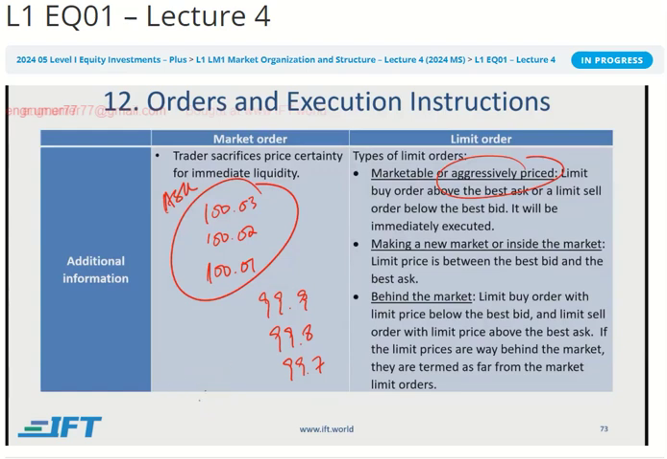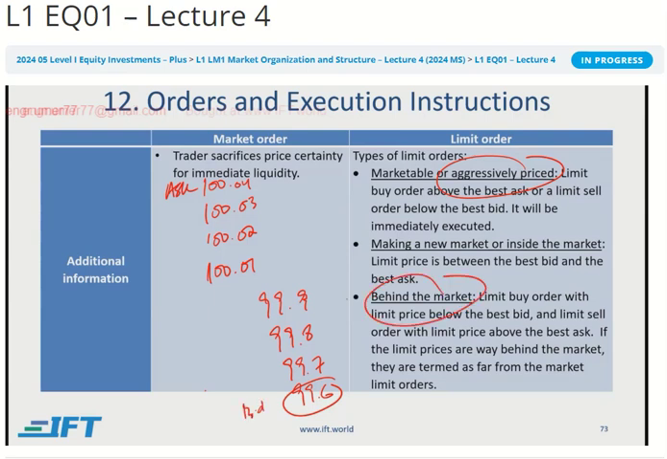Behind the market is, let's say I want to put a buy order for 99.6. Then I'm behind the market, because there are already people ahead of me who are willing to buy at higher prices. Or if I'm willing to sell for, let's say, 100.04, then again I am behind the market. So if I put an ask for 100.04 or a bid for 99.96, then I am behind the market.